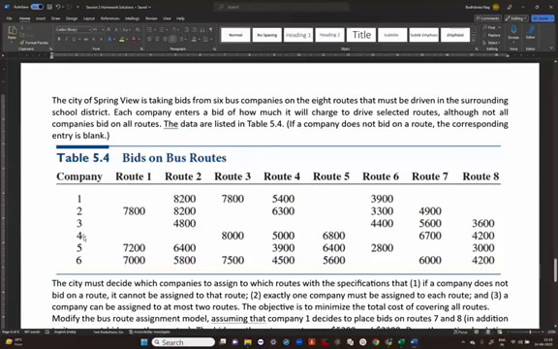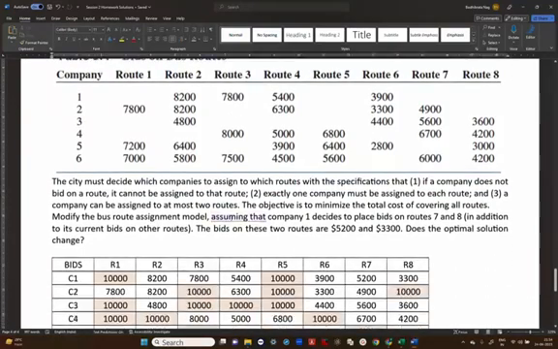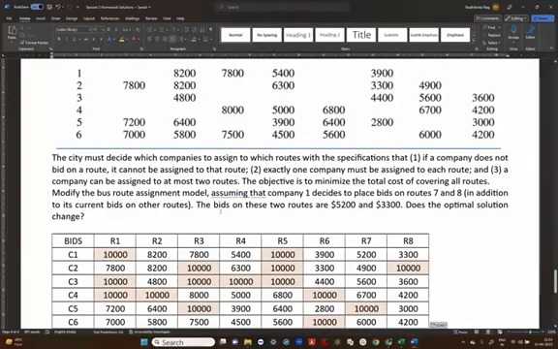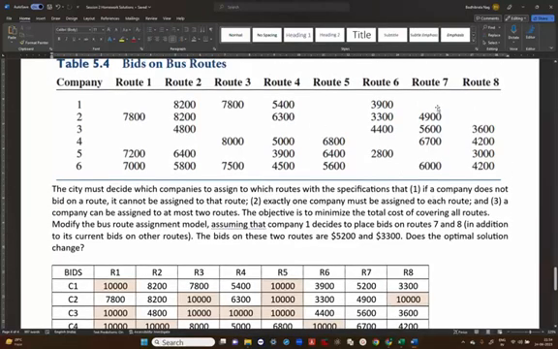You'll notice here, for example, company 4 does not bid for routes 1 and 2, and for route 6 it bids for all of the routes. So some routes it is bidding for, some routes it is not bidding for. We are also given another piece of information, that in this problem particularly, company 1 decides to place bids on routes 7 and 8. So you see in the original table, company 1 had not placed a bid for 7 and 8. Here an additional bid is given for routes 7 and 8 at a cost of 5,200 and 3,300.